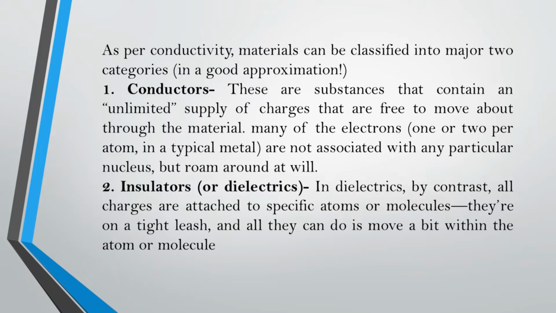So what is an electrical conductor? Electrical conductors are those materials that allow the flow of charge in one or more directions. In that material, the electrons associated with the nucleus roam around, right? They are free to flow.